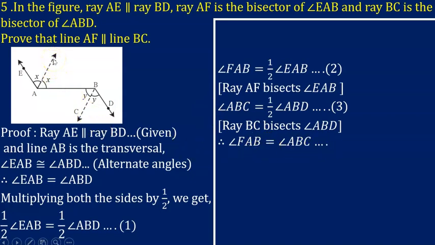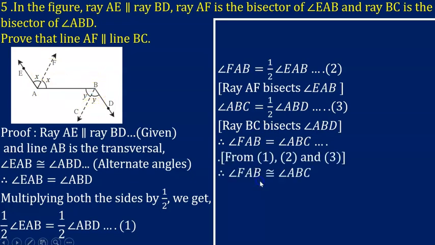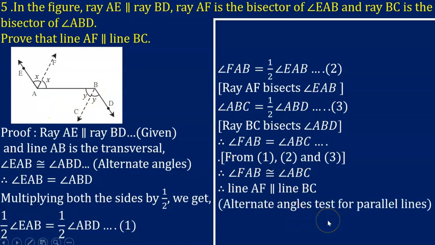Now the angle FAB and angle ABC, these are the alternate angles for the lines AF and BC whose transversal is AB. Their measures are equal, and hence by alternate angle test, ray AF is parallel to ray BC. Now see this here. Therefore the measure of angle FAB is congruent to measure of angle ABC, and therefore line AF is parallel to line BC. Alternate angle test for parallel lines.